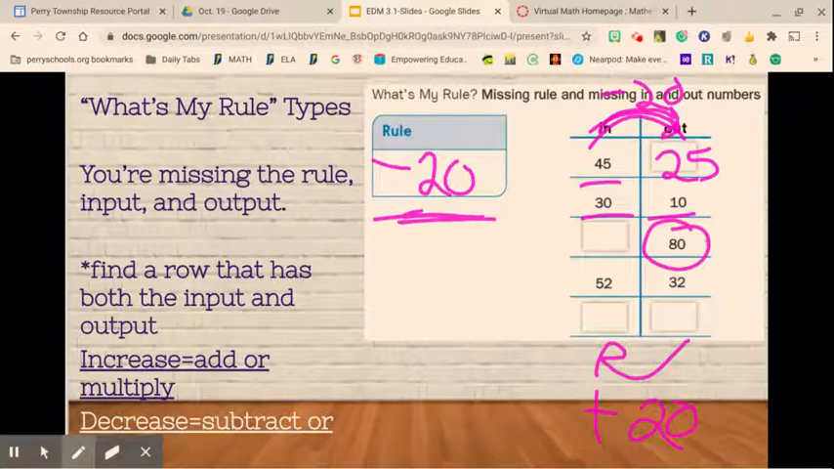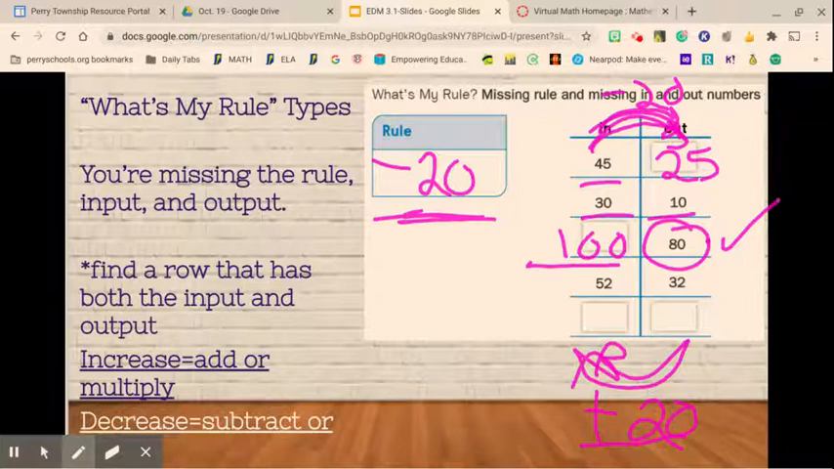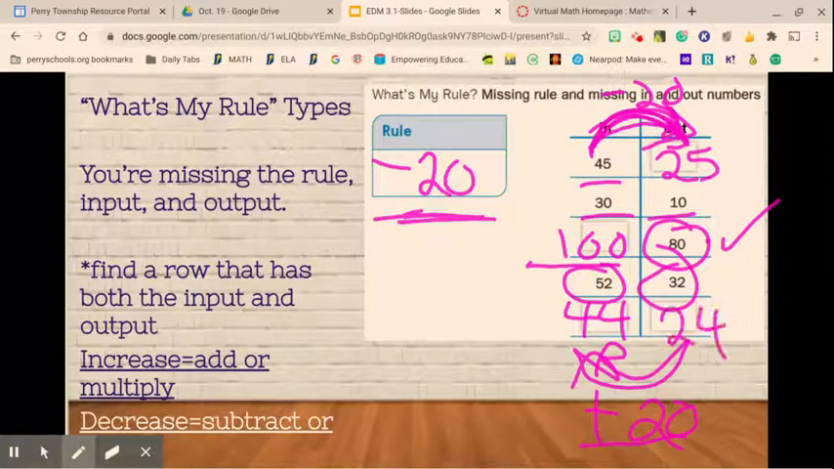80, I'm going to work backwards. Plus 20 is going to be 100. And I can even check my work. I can say, well, what's 100 minus 20? It is 80, so that works. 52 minus 20 equals 32. And then I need to make one up. So I'm going to pick 44 minus 20 is 24. And I completed that one.